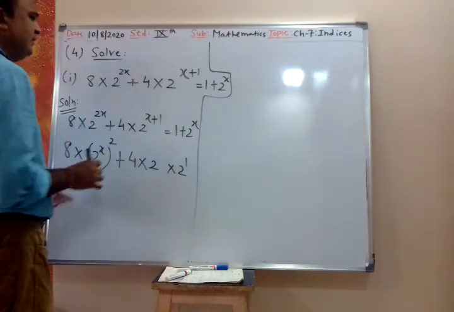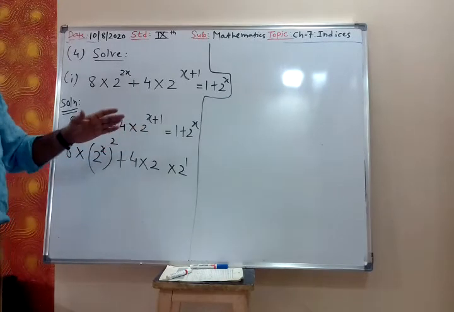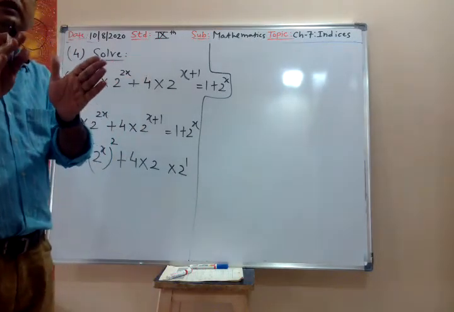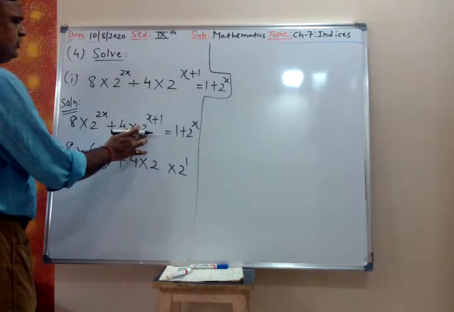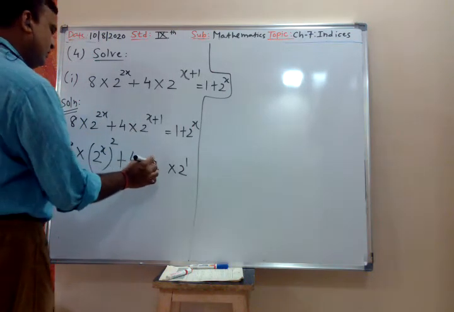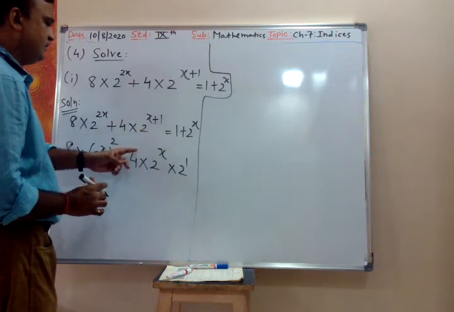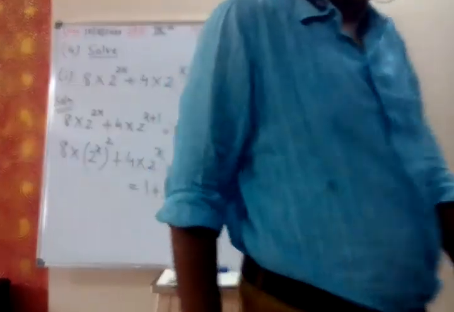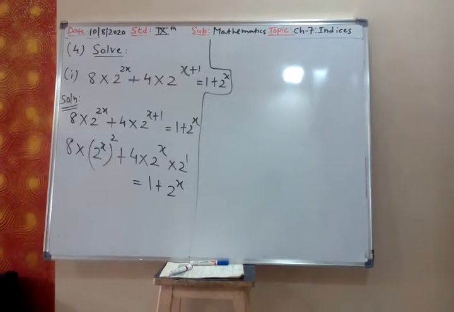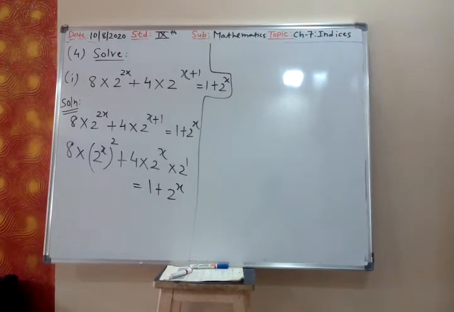Let us see. Any method will work in this. Instead of writing 8 as 2^3, let us directly convert that into a quadratic. 2^x plus 1, I will write 2^x into 2^1. 2^x plus 1 I can write as 2^x into 2. Give me 1 minute. Now it is clear, correct?